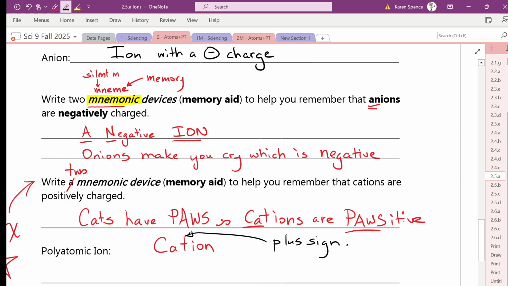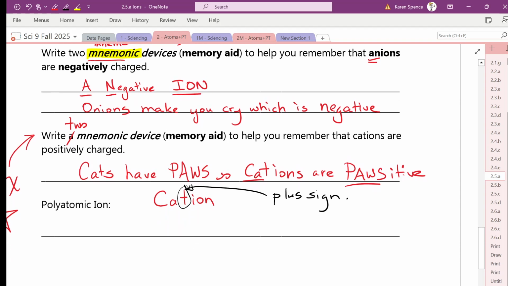Okay, so if you've forgotten them, we have a negative ion, or onions make you cry, which is negative. Cats have paws, so cations are positive. And we have a plus sign in the middle of the word cation.